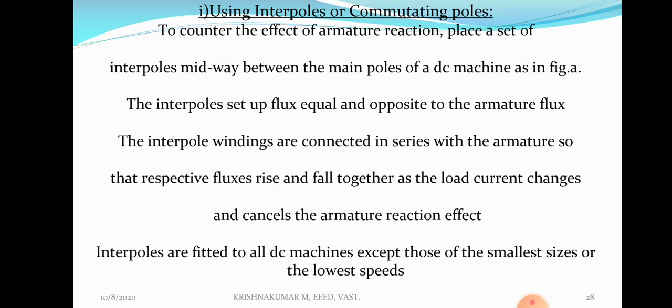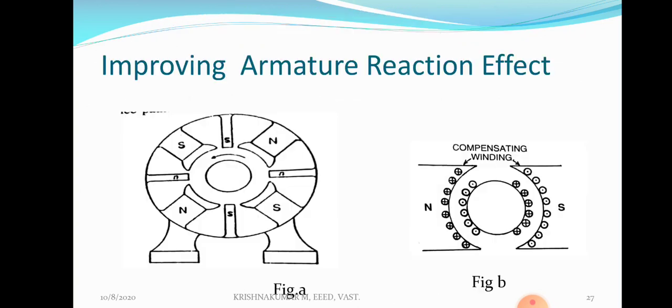When load increases, armature current increases, and the current through the interpole winding also increases. When load decreases, armature current decreases, and the current through the interpole winding also decreases, because the interpole and armature are in series. So when load current increases, armature current increases, and at the same time the current flowing through the interpole winding also increases.